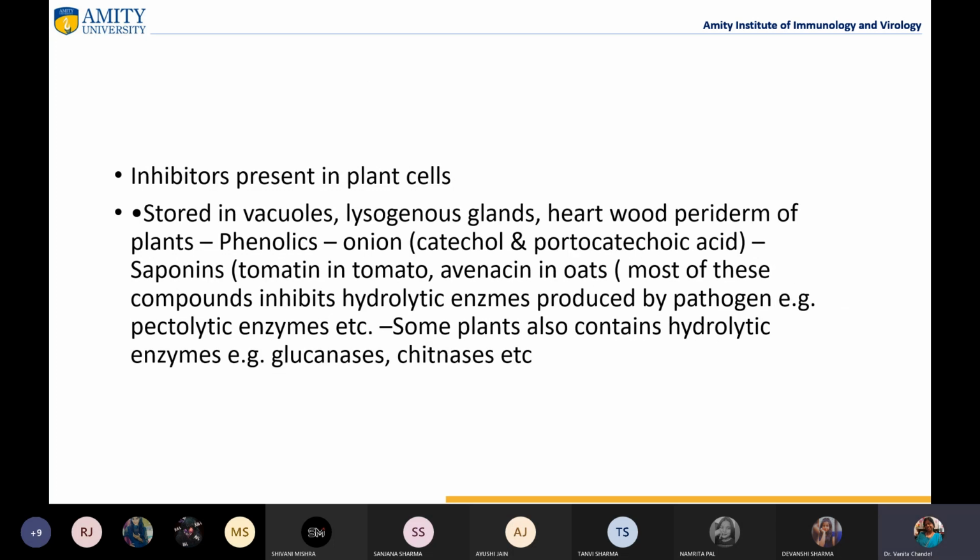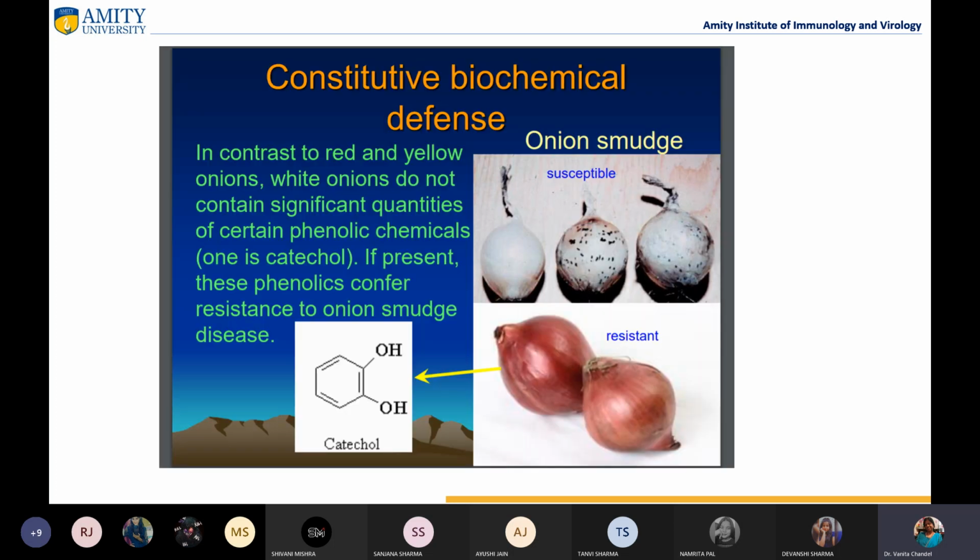Then there are inhibitors which are present in the cells, stored in the vacuoles or in lysigenous glands, in the heartwood or periderm of plants. Phenolics in the onion, for example, right? Saponins, again tomatin in tomato. So there are a number of compounds which act as inhibitors present in the plant cells. Some plants also contain hydrolytic enzymes such as glucanases and chitinases. So they also help somewhere in the defense mechanism.